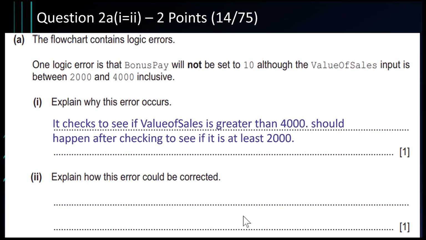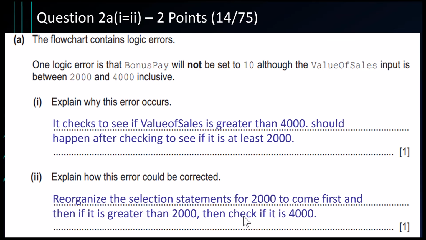Well, what we need to do is check to see if the value of sales is greater than 4,000. That should happen after we check to see if it's at least 2,000. That's what should happen. How do we fix it? Well, we reorganize the selection statements for 2,000 to come first. And then if it's greater than 2,000, we check to see if it's greater than 4,000. What we need to do is set that bonus pay to $10 if it is greater than 2,000, and then check to see if it's greater than 4,000. If it's not, we're going to return bonus pay, which is 10. If it is, we're going to set that bonus pay to 100.